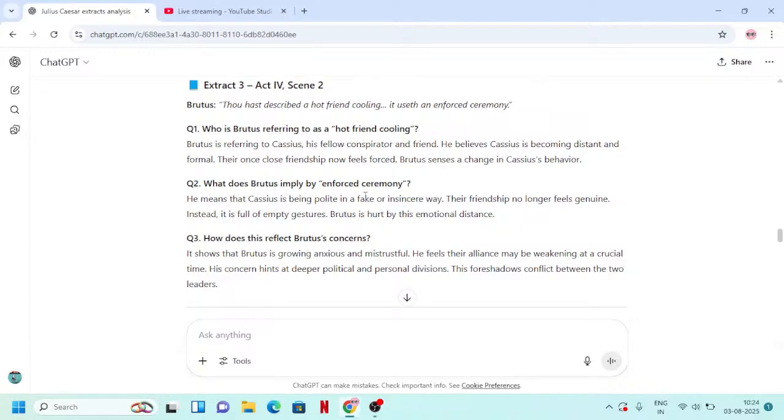Instead, it is full of empty gestures. Brutus is hurt by this emotional distance. So emotionally they are feeling distant from each other.